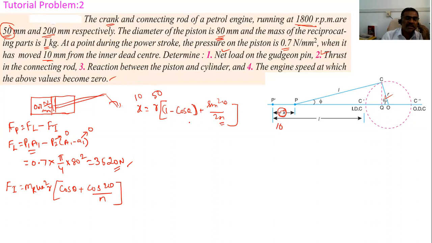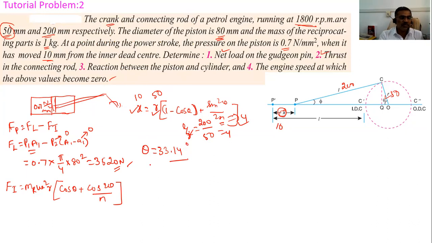Then n is equal to L by R, where L is the length of the connecting rod, which is given as 200. So L is equal to 200 and R is equal to 50, divided by 50 that is equal to 4. So n is equal to 4. Substitute the value of x, R and n, and you can find the value of theta. So theta is equal to 33.14 degree. Now we substitute this theta here, n is equal to 4, R is equal to how much?